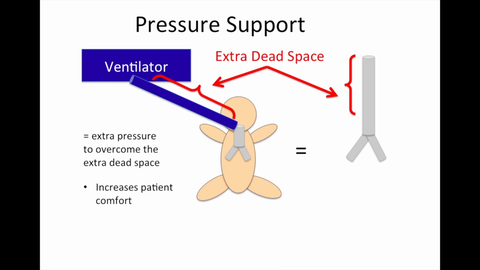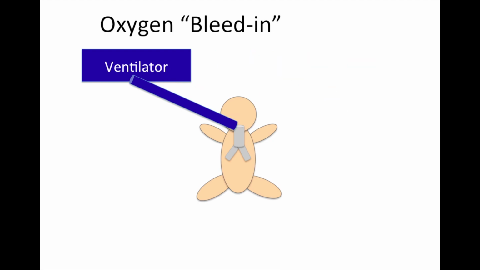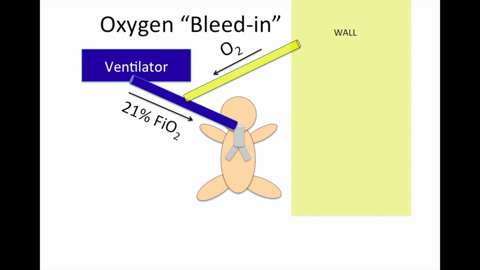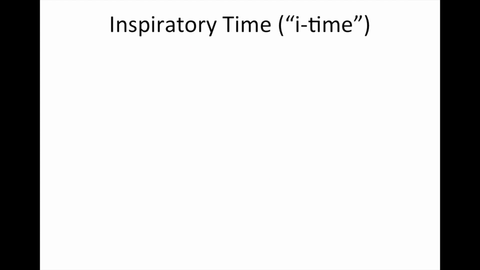While we have this baby on the ventilator, let's talk about oxygen bleed-in. Here, the patient is receiving 21% FiO2 from the vent, but this ventilator has a special opening for another oxygen source from the wall. So the actual FiO2 that the patient experiences is higher than the vent setting, and in this case, 28%. Now, one more measure of breaths is the inspiratory time, or I time.